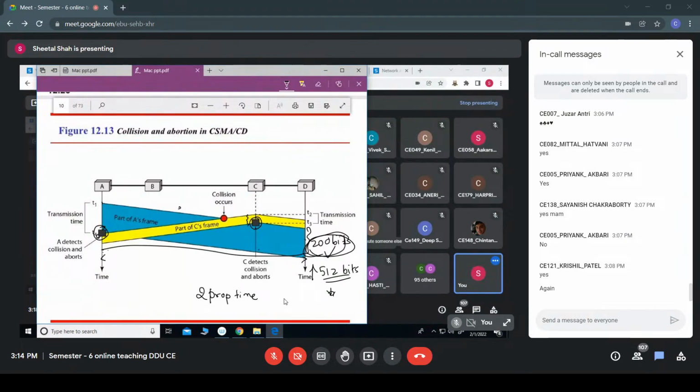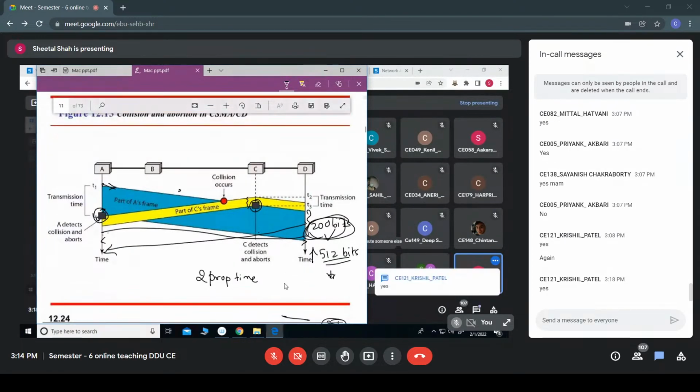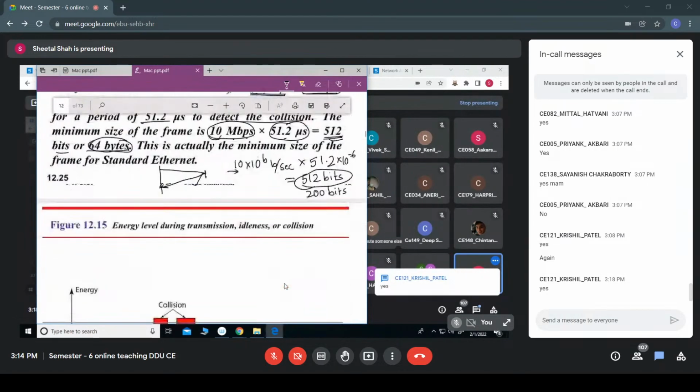So if station A is transmitting and again it is listening to the channel, it is still transmitting, and that frame has not finished transmission, and hence it can make out that there is some collision. Are you getting this, all of you?